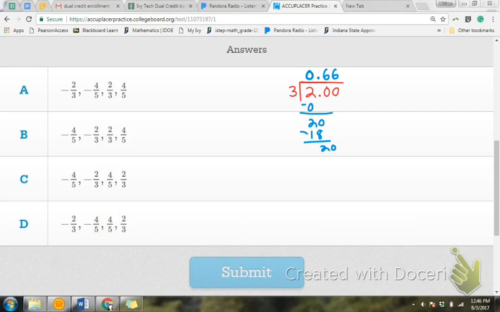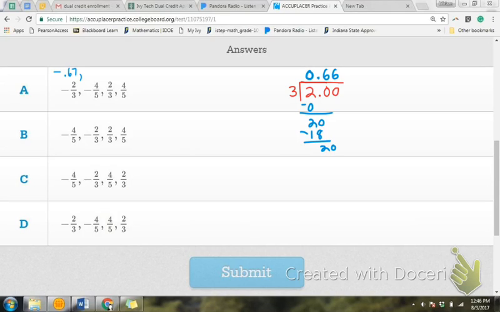Okay, so do you see the pattern of what's happening here? What's going to happen each time? It's going to be 0.666666 or 0.67. So we know that this first one is negative 0.67.